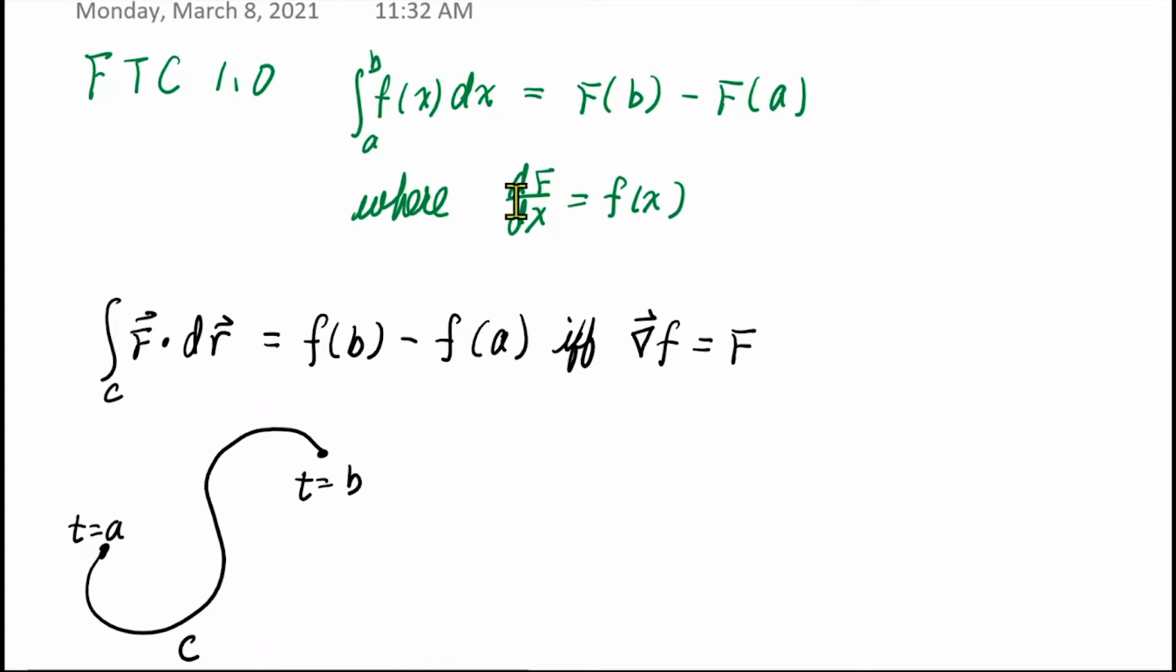Because what's an antiderivative here? We have x, y, and z variables, so how do you take a derivative? Well, the gradient of some function. You get it? So this function is known as a potential function.